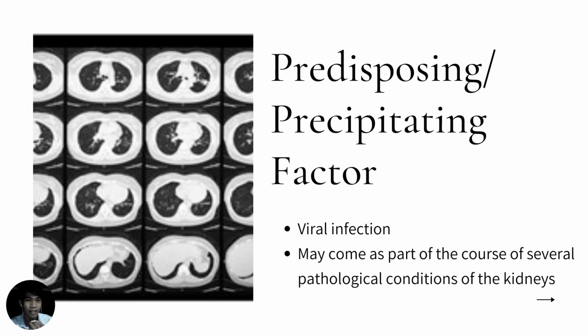We are going now to the predisposing or precipitating factors, or the factors that can also affect or increase the chance of having nephrosis. First is viral infection, such as UTI. It may come as part of the course of several pathological conditions of the kidneys, such as acute glomerulonephritis, which is also a condition or disorder of our kidney or genitourinary disorders.